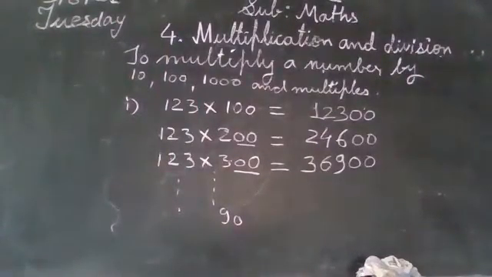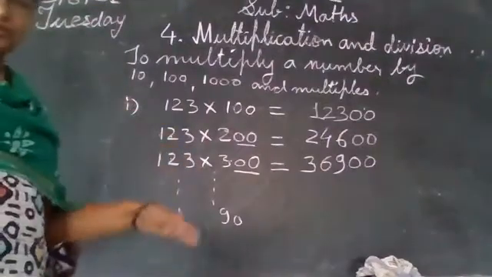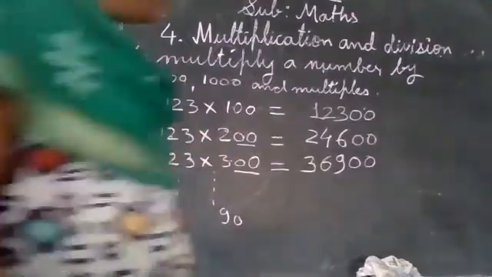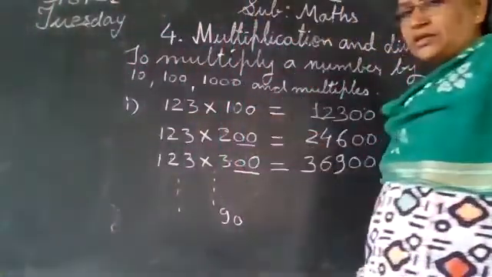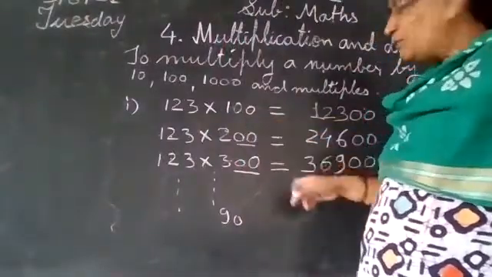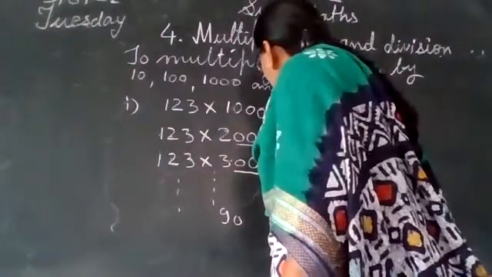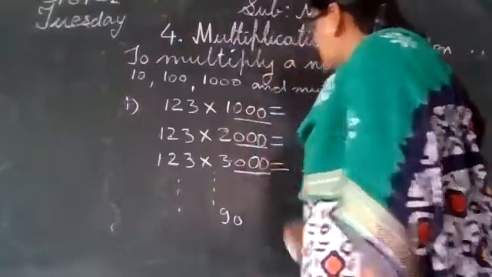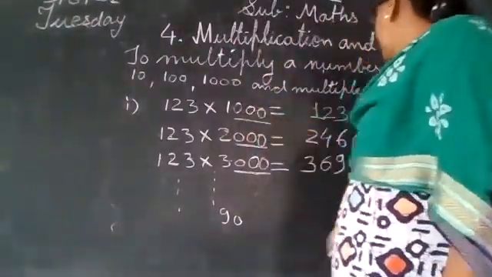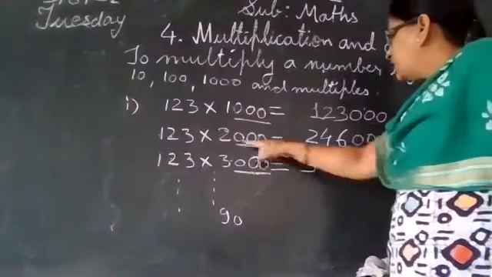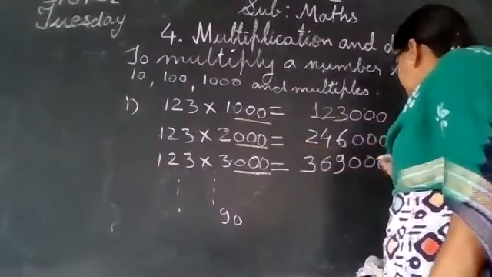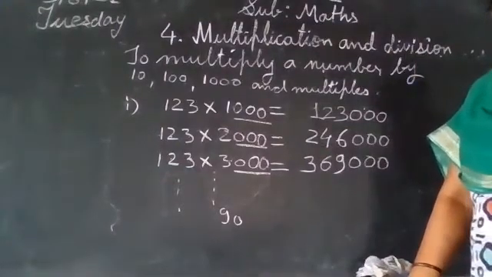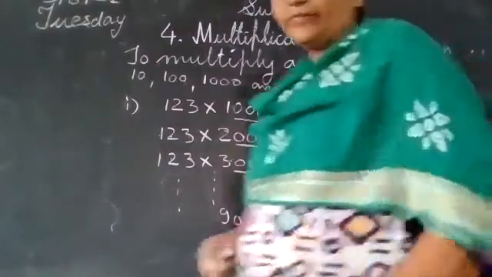you can multiply a number by 1000, 10,000, lakh, 10 lakh, and so on. So what to do? First write down the 0s it has. Suppose you want to multiply it by 1000. See, 1 2 3. So put 3 zeros. It also has 3 zeros. Got it, beta? How to multiply by 10, 100, 1000 and their multiples. Okay.